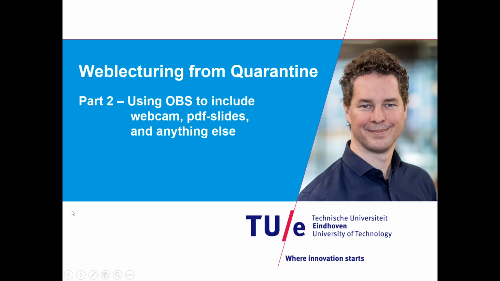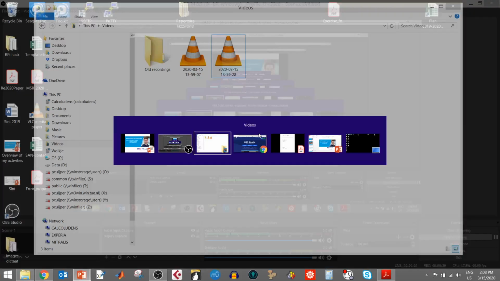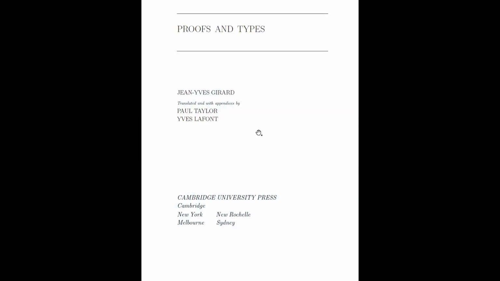In this second video, I want to show you the Open Broadcast software, which is an open source piece of software that is very handy to make your recording of web lectures a lot more flexible. The reason why it becomes a lot more flexible is, for example, because it allows you to capture your screen. This time I'm not capturing my PowerPoint slides directly. I'm just capturing the screen, which allows me to, for example, also include a PDF.